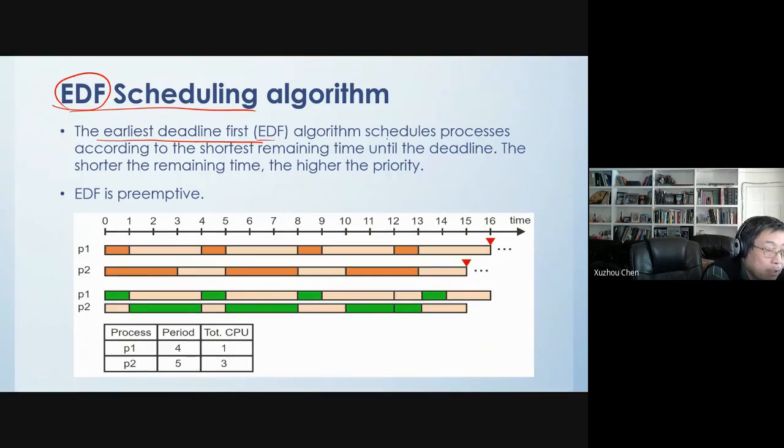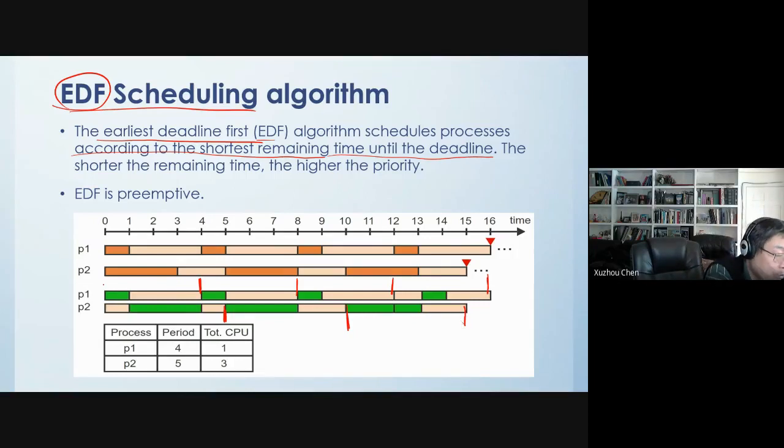This algorithm schedules the process according to the shortest remaining time until the deadline. Now take a look at this case. The deadline for each period is like this. The deadline is here for P1, and the deadline is here for the next period, and the next period's deadline is here. The deadline for P2 is here for the first period, and the second deadline is here, and the third deadline is here. Now take a look.